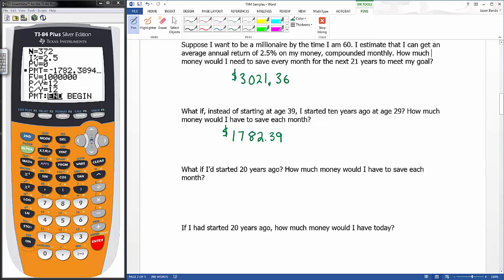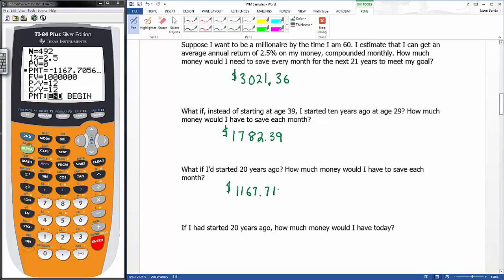What if I'd started 20 years ago when I was 19? So now I've got 41 years. 41 times 12. 492. Almost 500 months. I don't even need $1,200 a month. 1167.71.